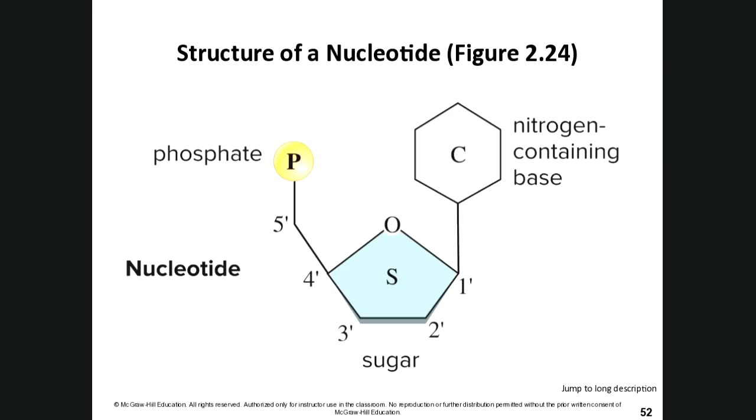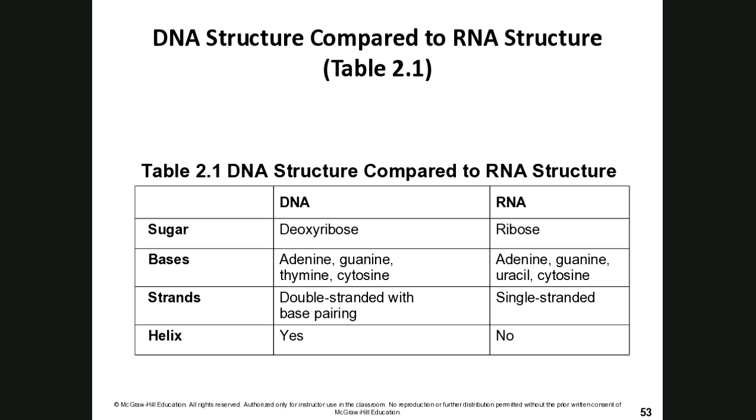But the nitrogenous bases that we find in DNA are adenine, guanine, thymine, and cytosine. For RNA, it's slightly different. We don't have a thymine. We replace that with uracil. DNA is a double-stranded helix with base pairing. For RNA, it's just single-stranded.